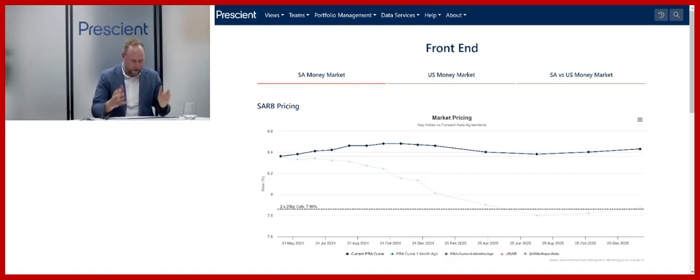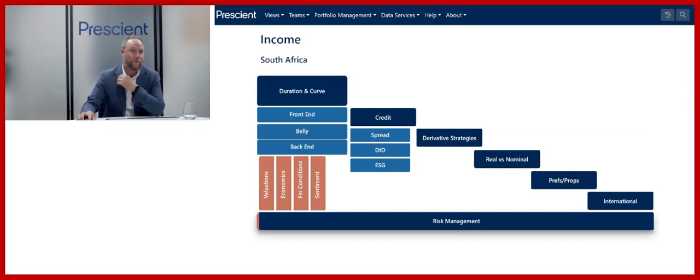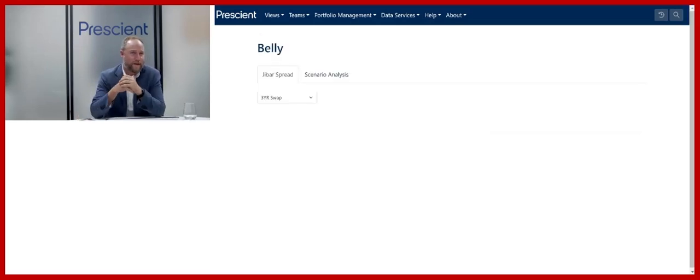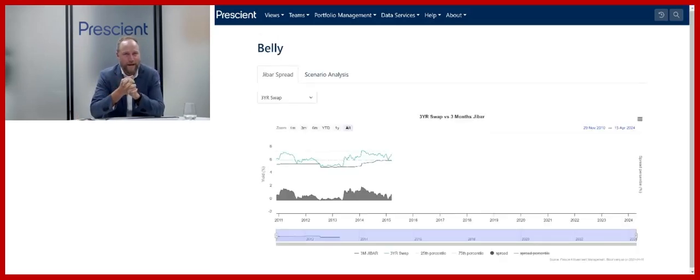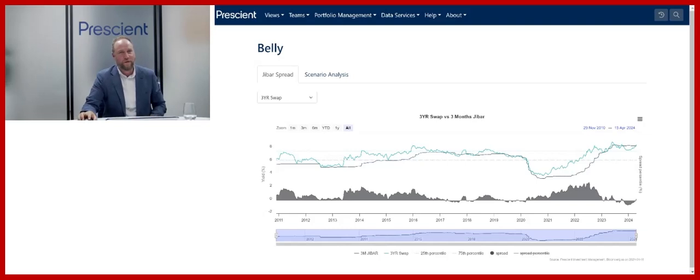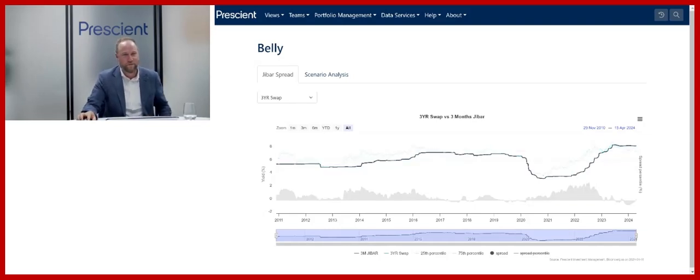What we call this is the very front end of the yield curve. So now we're really looking at 2 years as part of the yield curve that we have to think about when managing a portfolio. What we can also do is expand that view and go into what we call the belly. Here we're focusing on the 3-year area. And what I want to show you is the difference between what's priced for the 3-month area and the 3-year area of our SA yield curve.